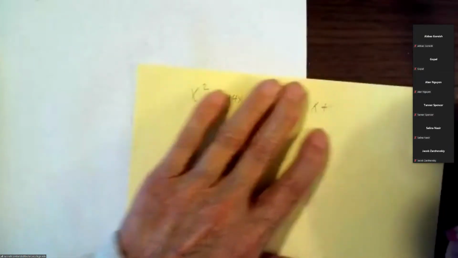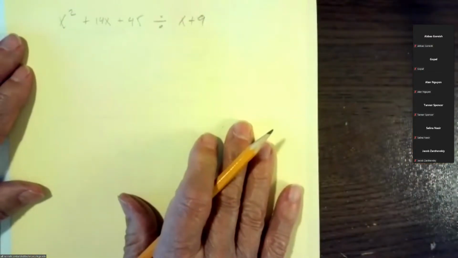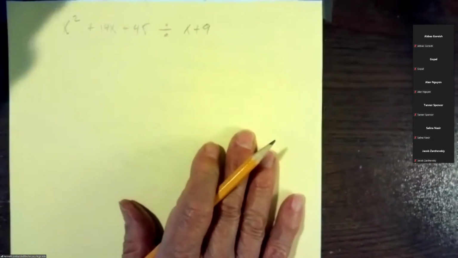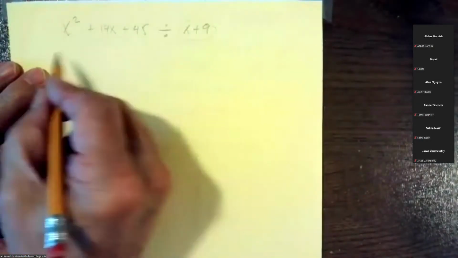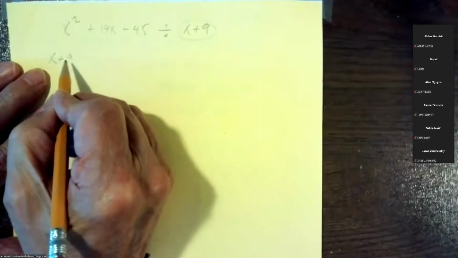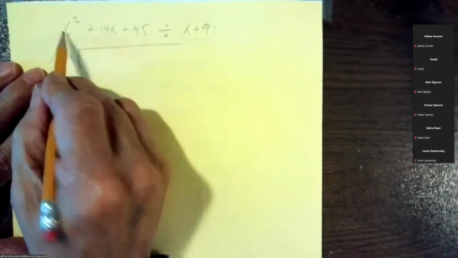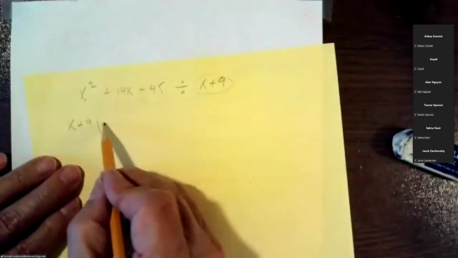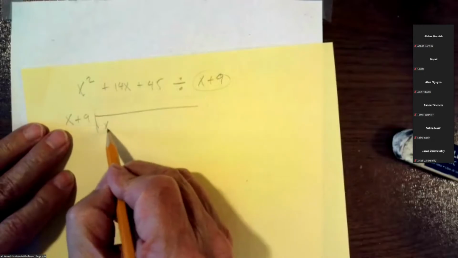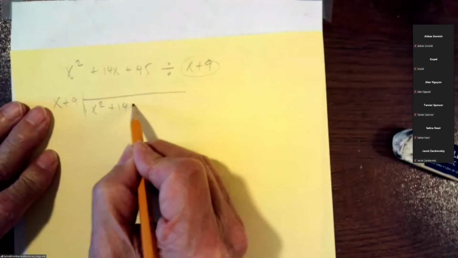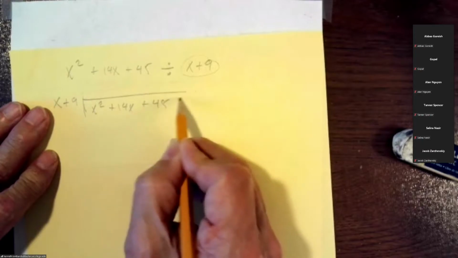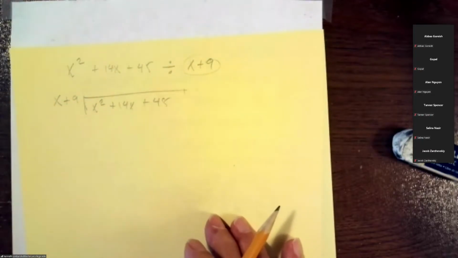No, I don't want to divide by that. Let's see, I want to divide it by x plus 9. Okay, let me just move this back a little bit so that we can see everything here. Okay, so I'm going to divide the binomial x plus 9 into x squared plus 14x plus 45. All right, and we'll use the same kind of approach.